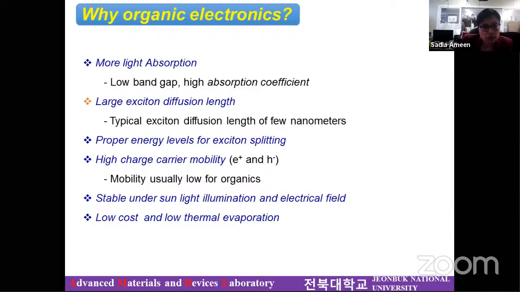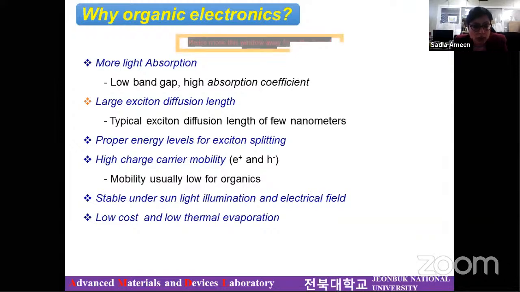So let me first explain why we have opted for the organic semiconductors. As we know, these organic semiconductors absorb more light. That means they are low band gap materials with high absorption coefficient. They show a short exciton diffusion length, which means the typical exciton diffusion length of a few nanometers.